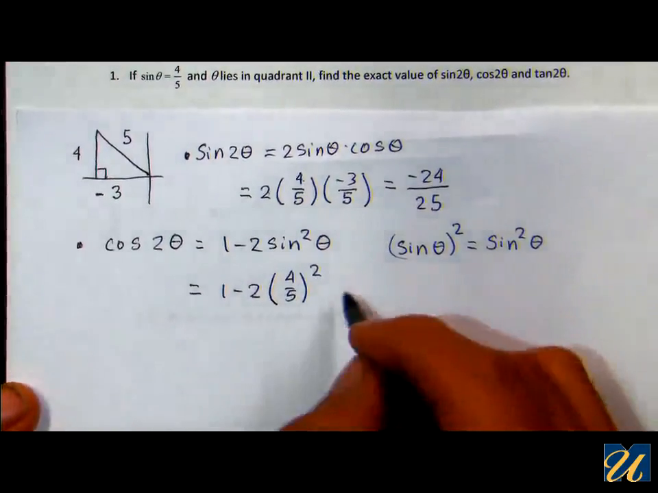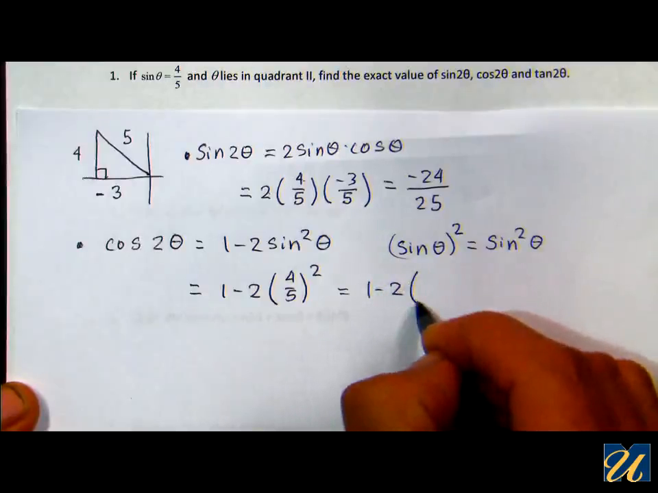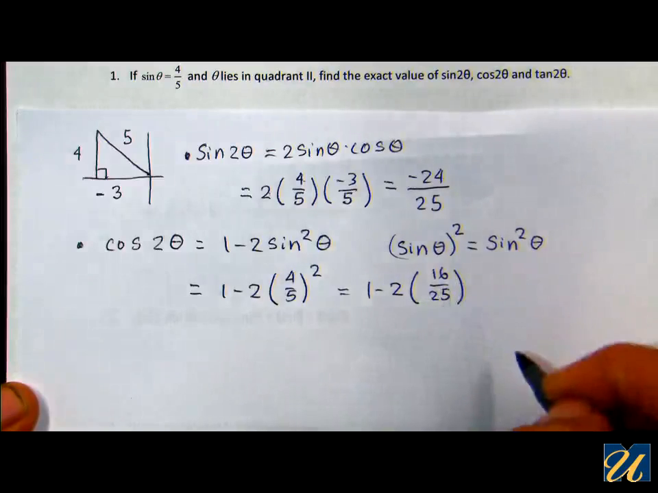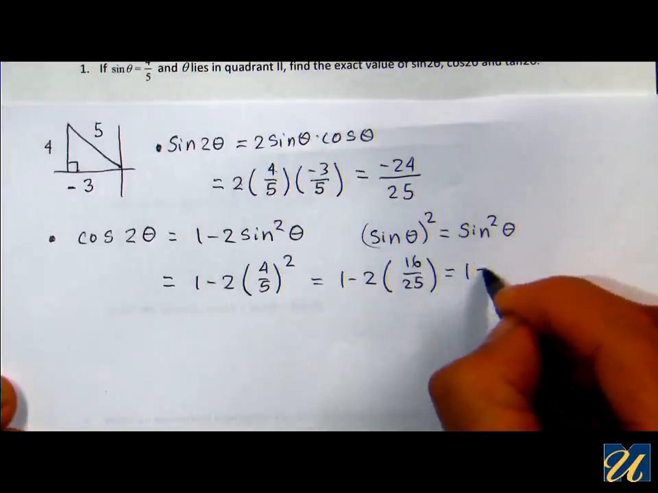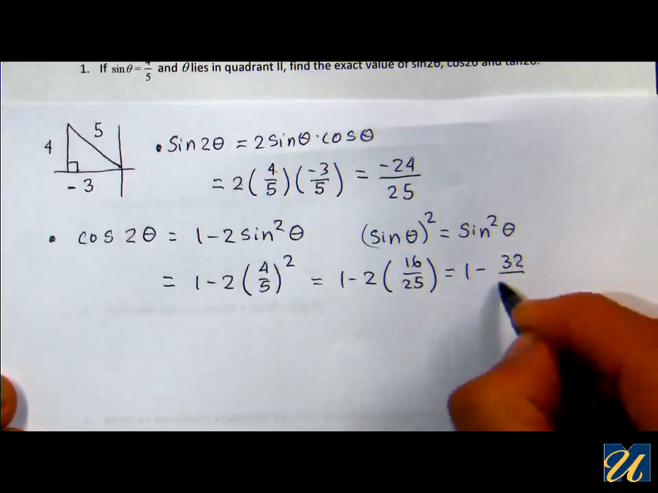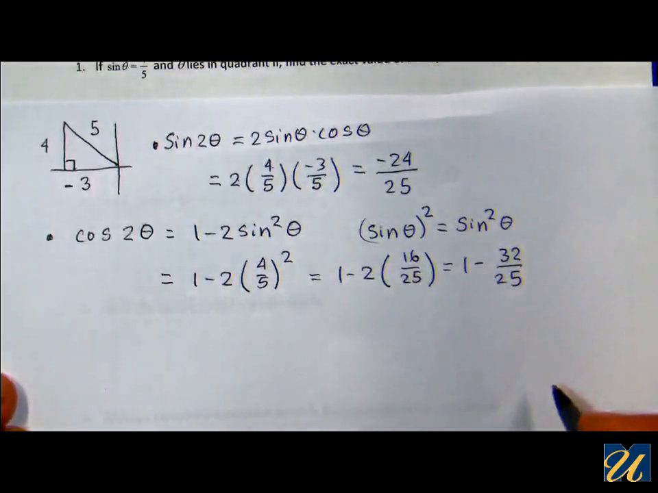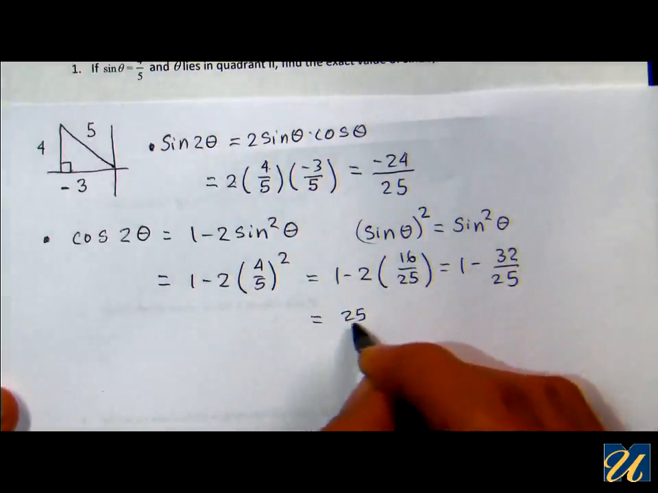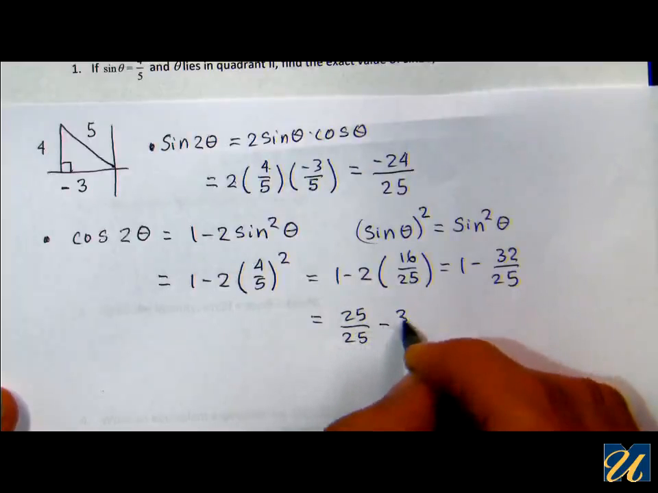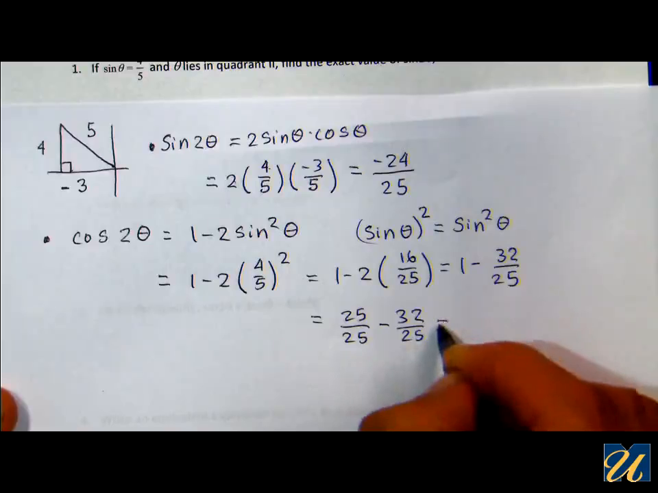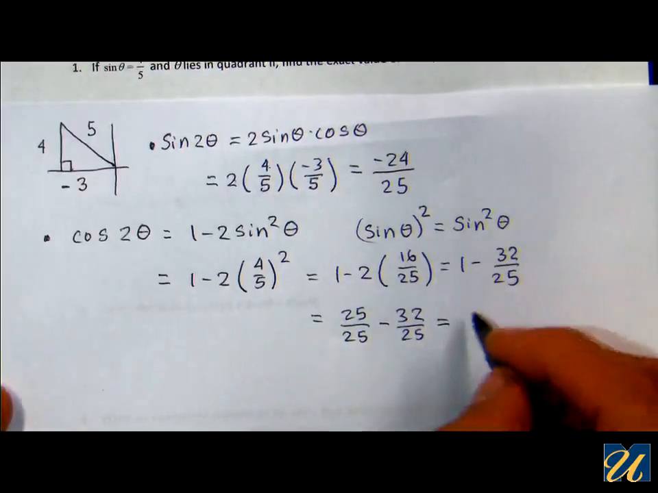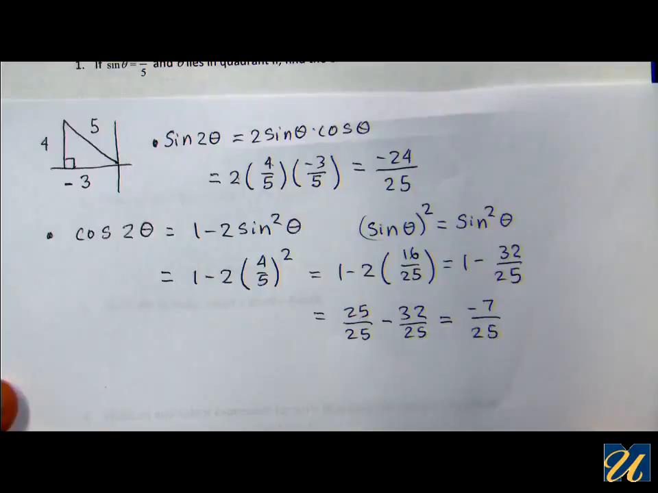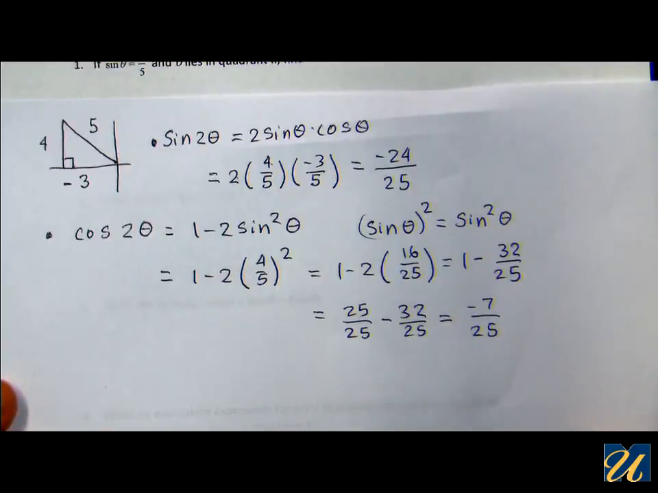Okay, so let's do out that arithmetic. 1 minus 2 times. Squaring 4/5 is 16/25. Okay. Keep going with the arithmetic. 1 minus 32/25. So this will be 25/25 minus 32/25. So that will give us negative 7/25. And that will be cosine of 2 theta.